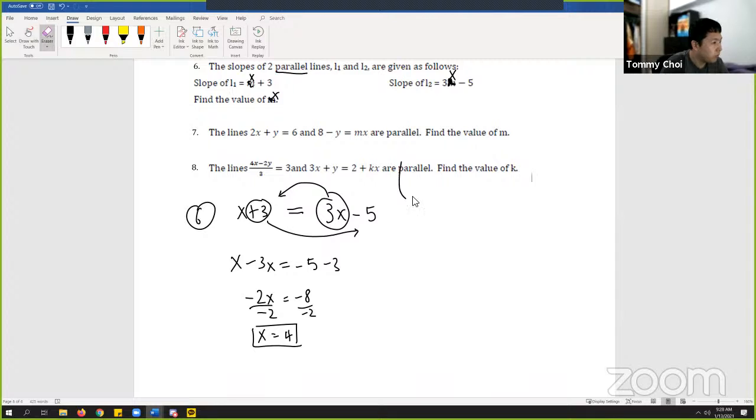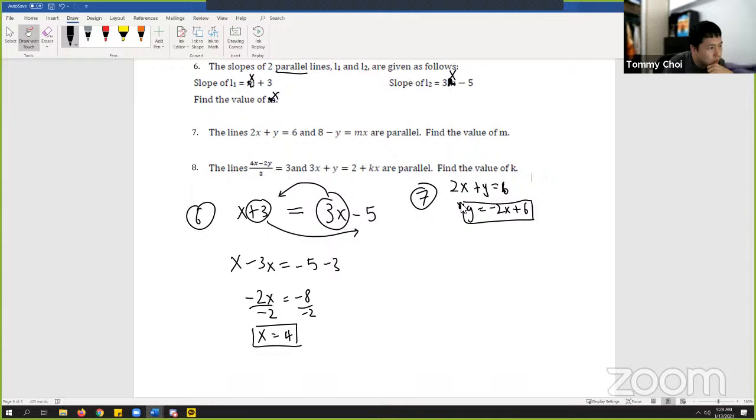For question 7, the lines 2x plus y equals 6 and 8 minus y equals mx are parallel. Find the value of m. Okay, so it tells us it's parallel. The two lines are not in y equals mx plus b form. So let's first change that. So for the first line here, 2x plus y equals 6. Rearranging that, I'm going to get y equals negative 2x plus 6 as my first equation.